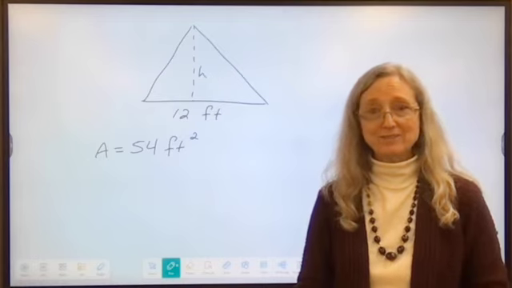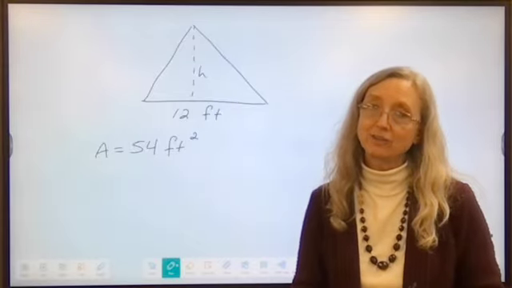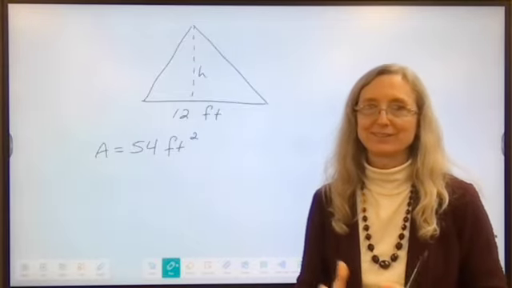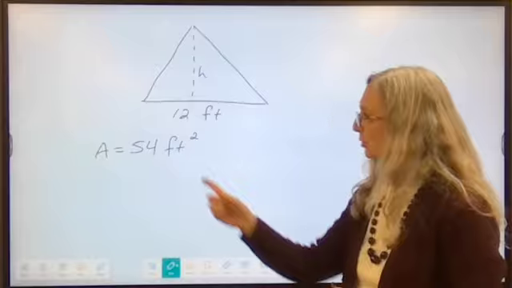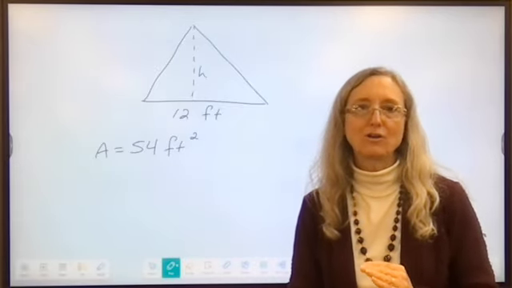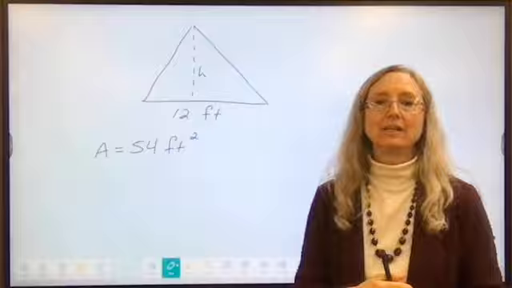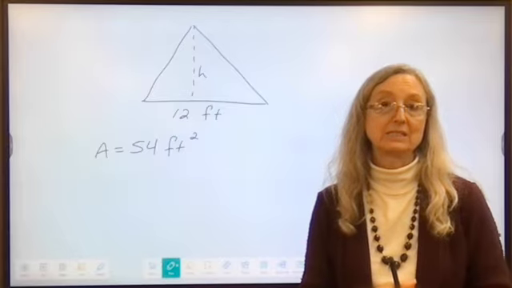I have a triangle drawn on the board. It has a base of 12 feet. I do not know its height, but some very nice person told me that its area is 54 square feet. How tall is my triangle? What is the height of my triangle? How do I find a missing dimension?